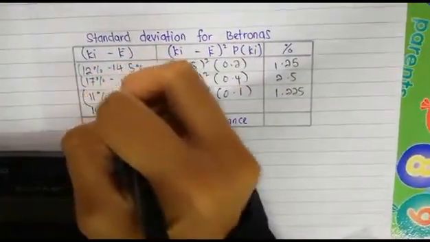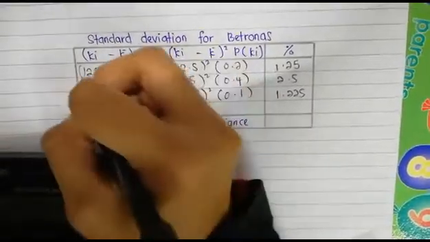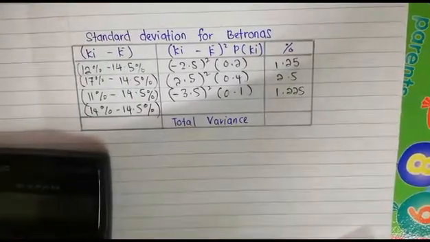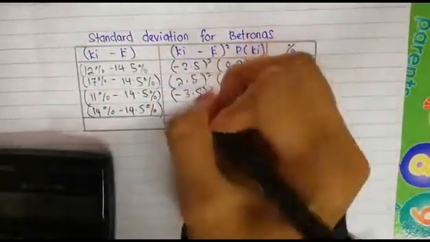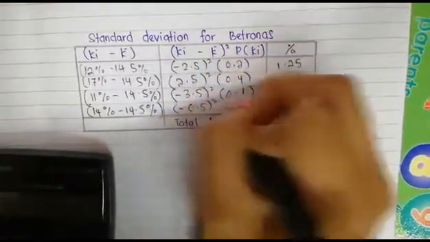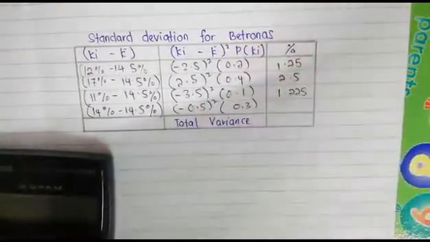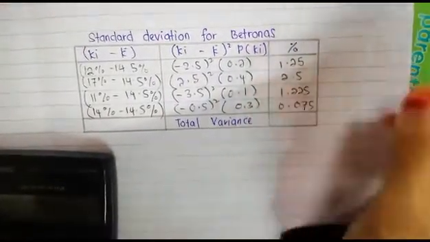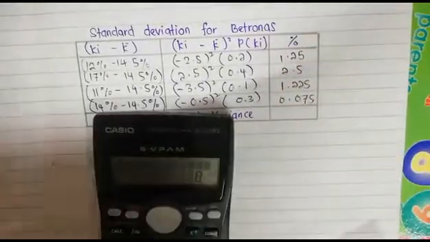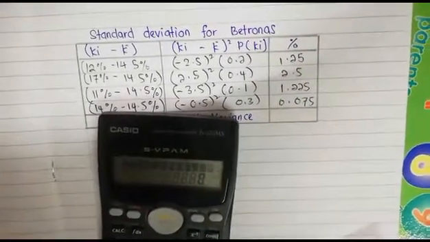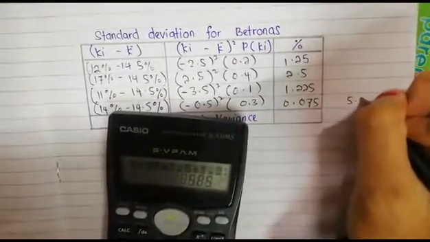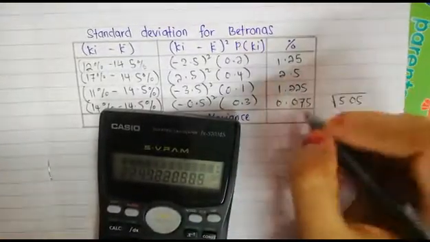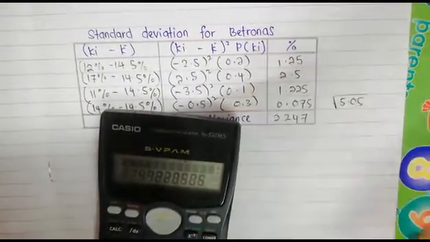It's 14% minus 14.5%, equals negative 0.5 to the power of 2, times 0.3. We'll get 0.075, and we will sum all the percentages. We'll get 5.05. Square root the answer, and the standard deviation for Petronas is 2.247.